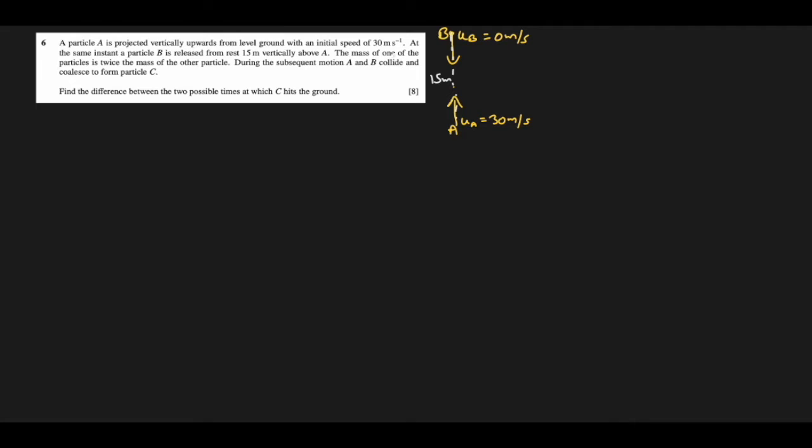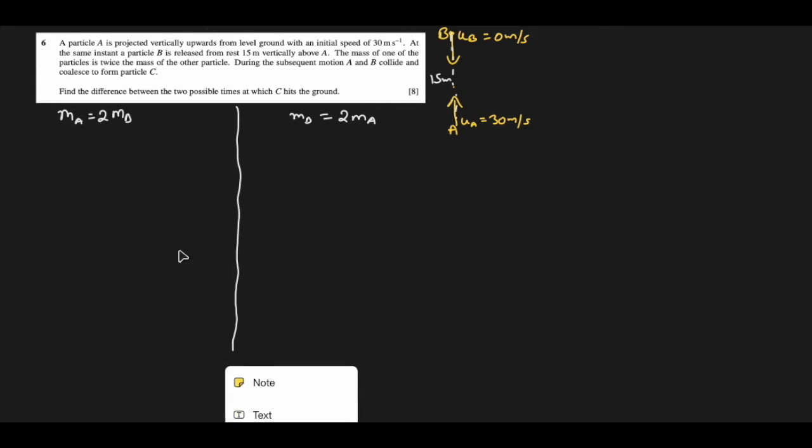The mass of one of the particles is twice the mass of the other particle. They have not specified which one is heavier. So we can say that MA equals 2MB or MB equals 2MA. We are not sure. Okay, let's make them two situations.